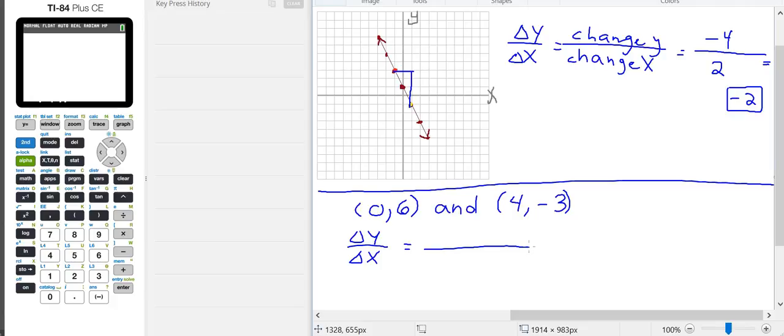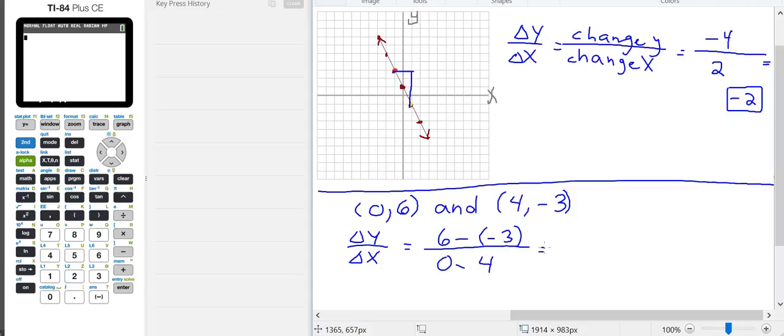Now it doesn't matter which is our first y and which is our first x, but the first y and the first x have to be the same point, and the second y and the second x have to be the same point. So we're going to use 0, 6 as our first point. So we're going to do 6 minus, our second y is -3. Our first x is 0, and our second x is +4.